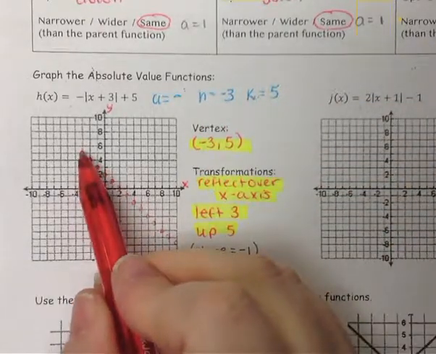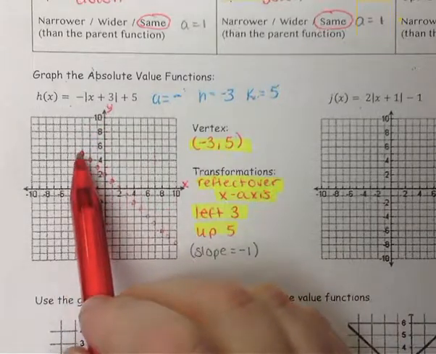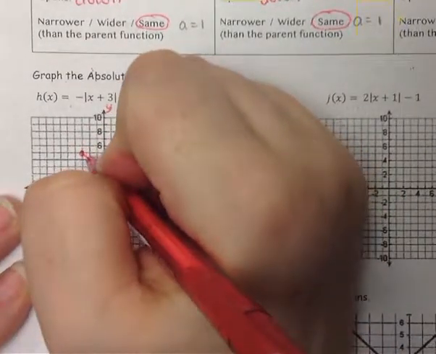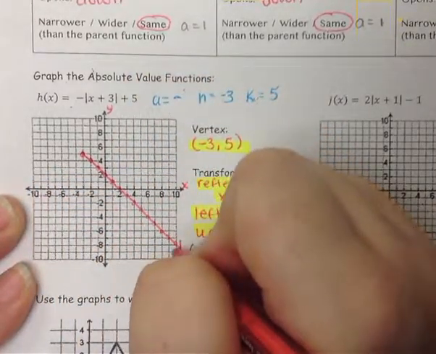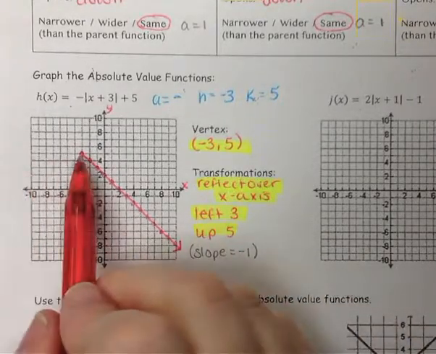I cannot go back to here and go up because this is my vertex. This is the farthest it will go up. So when I create my line, I have to start it at that vertex and just connect the points the other direction. Because now I need to go in the other direction.